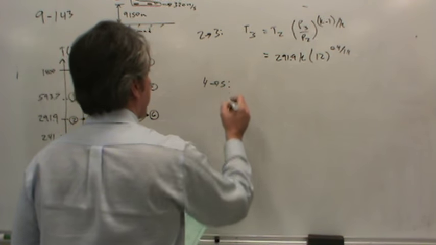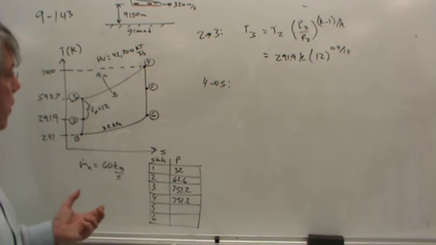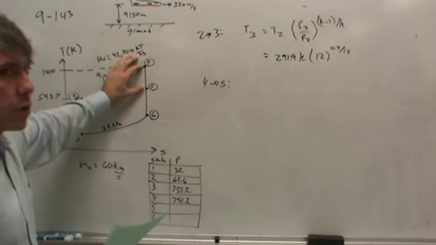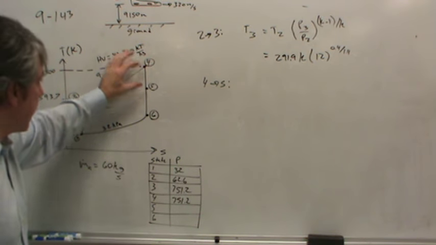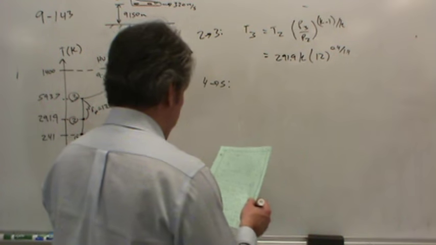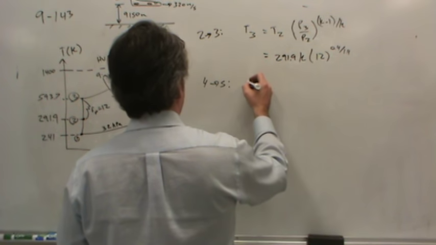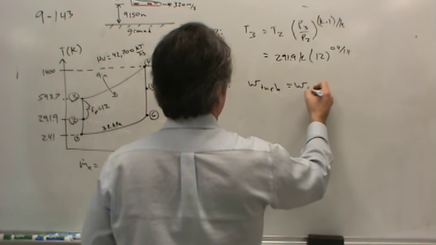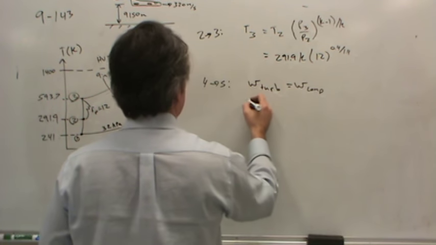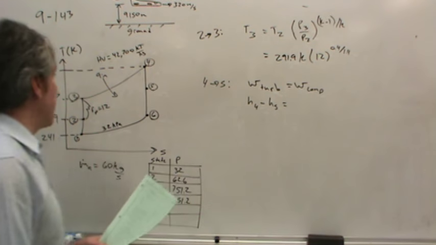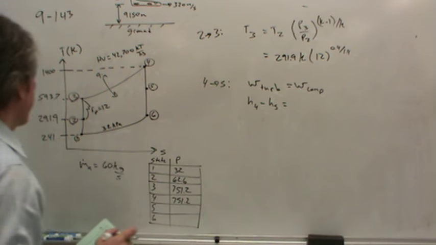How do we go then from 4 to 5? Well, here's the key. Here's something that you haven't seen in any of the other cycles. The work output of the turbine in a jet engine like this mainly goes to driving the compressor. For all practical purposes, all of the work output goes to driving the compressor. And so what that means is that the turbine work equals the compressor work.